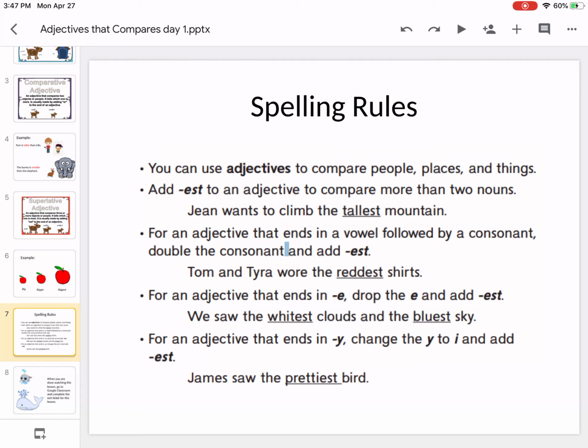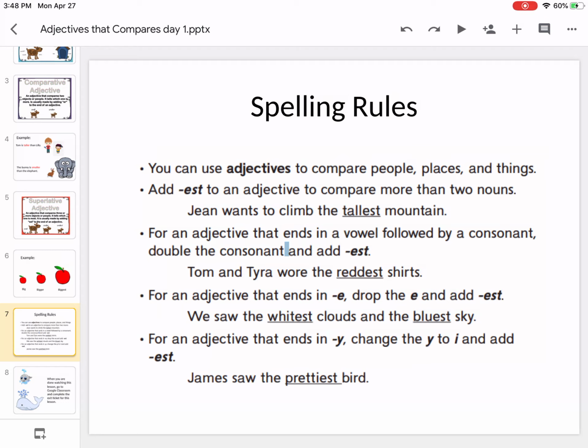For an adjective that ends in E, you drop the E, or you get rid of the E, and you add est. So let's look at the example. We saw the whitest clouds and the bluest sky. You take away the E in white and add est. We do not write it with two E's.